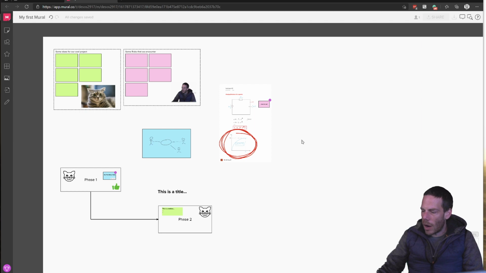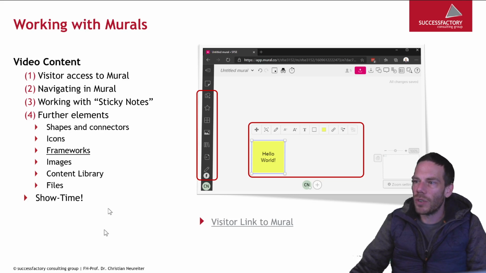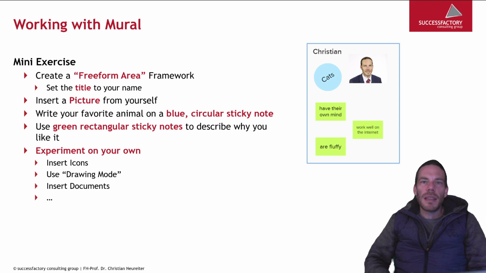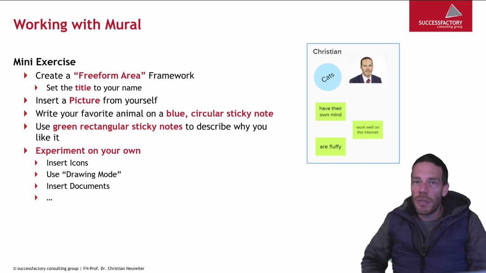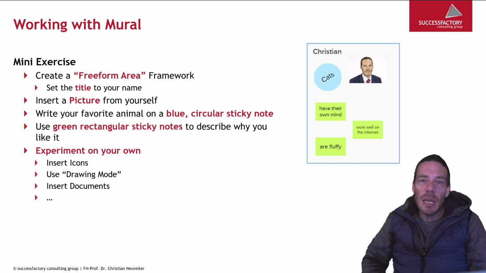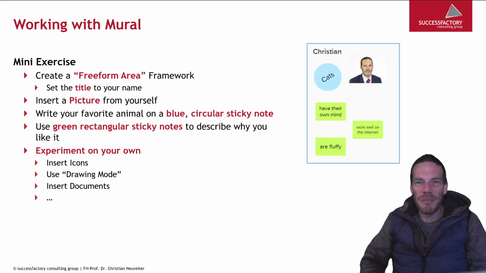Okay, and now I would say, let's give it a try and experiment with these things on your own. So take your time, pause the video, and try to create a mural on your own. And to experiment, you could create the freeform area framework like the one that we have created. You set the title to your name. You can insert a picture of yourself and then use a blue circular sticky note, or if you prefer pink, that's also fine. And name your favorite animal, for example, and use green and rectangular sticky notes to describe why you like it. But that's just a brief idea.